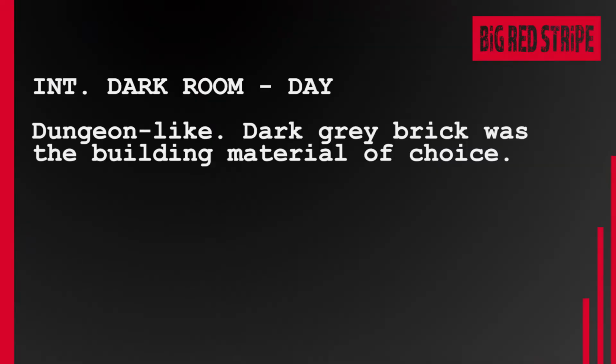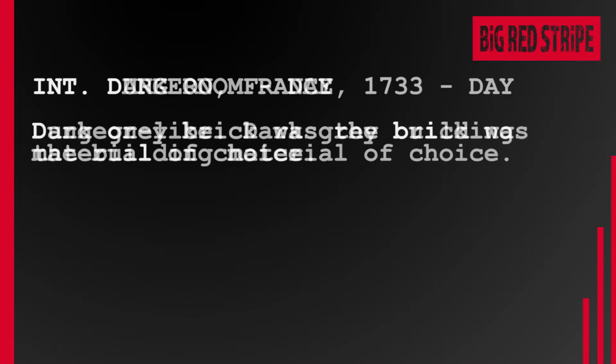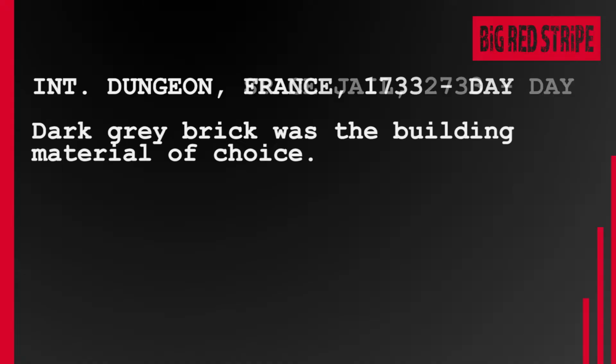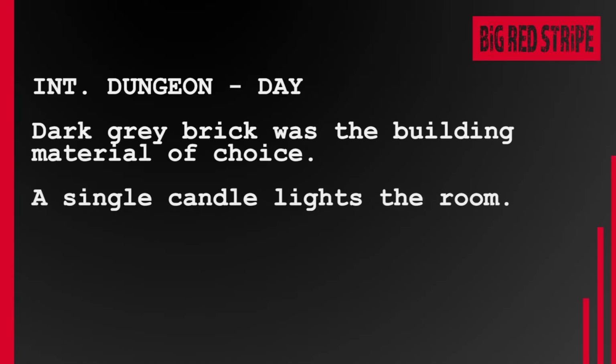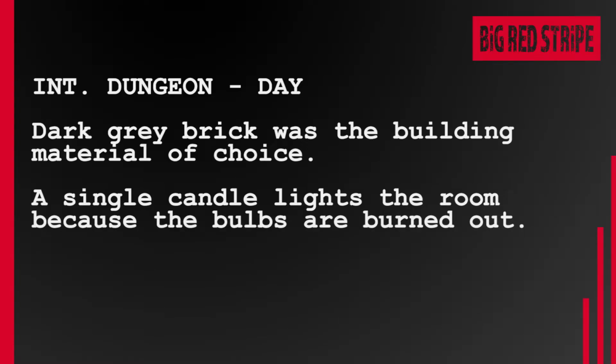So it's fine if you start your story in a dark room, dungeon-like. Dark gray brick was the building material of choice. But if your slug line doesn't make it clear where you are, and you don't give the reader enough information to figure out if this room has even electricity or if it's lit by candlelight just because there isn't any electricity, your reader will be confused. And confusion in this case is bad.